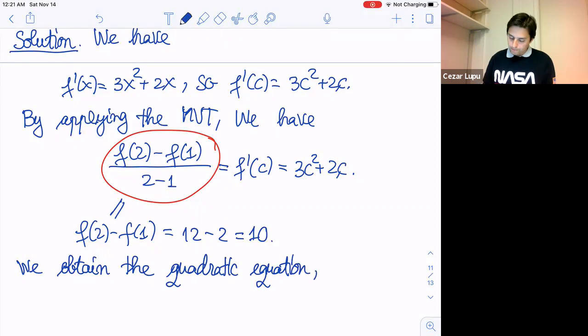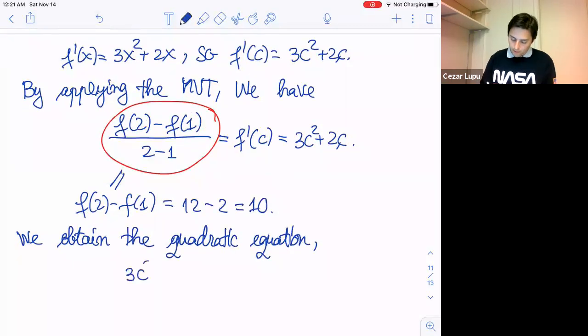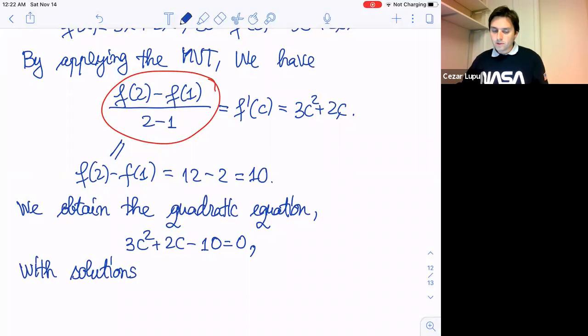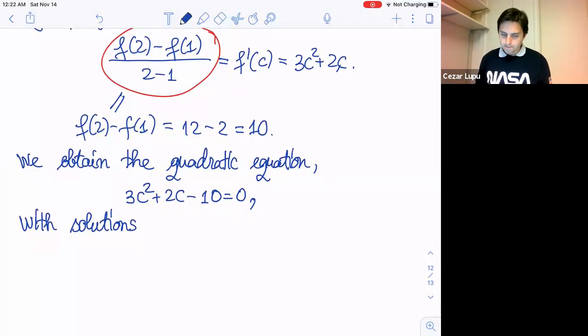3c squared plus 2c minus 10 equals 0. And we would like to solve this, right? We can solve this equation. So with solutions, I remember the solutions were quite ugly. So the solutions were something like C1 and C2. I'll leave them to you as an exercise to solve them.